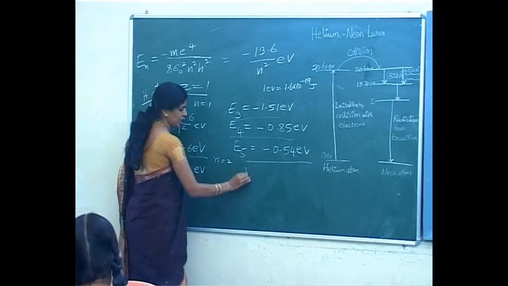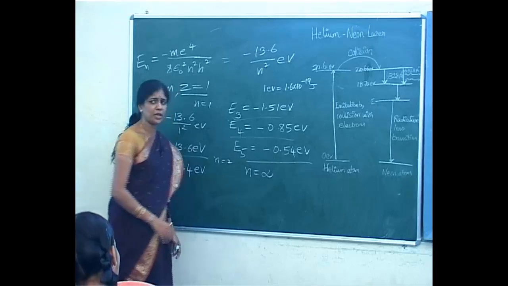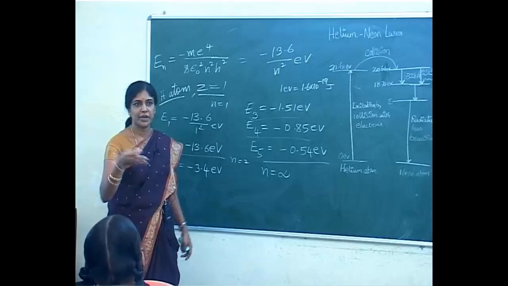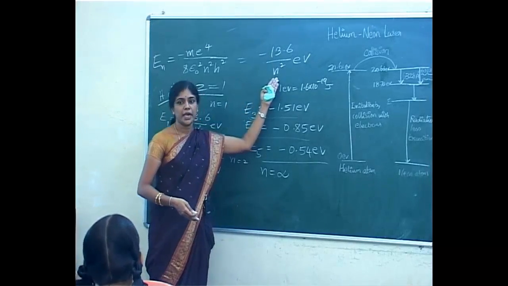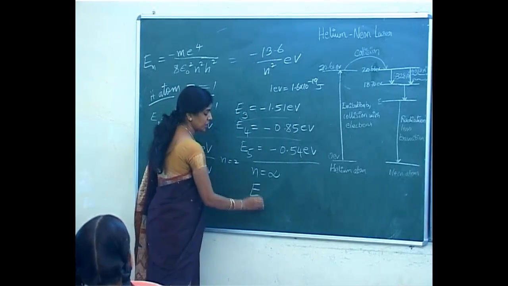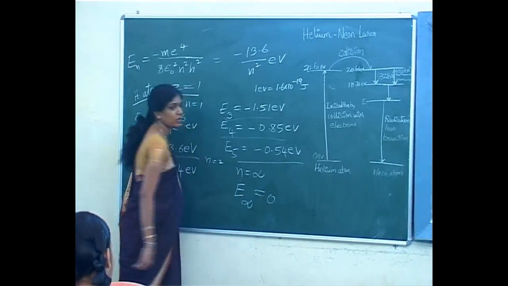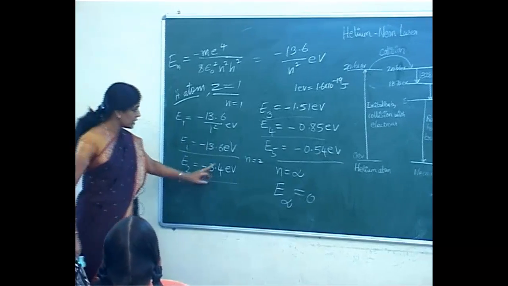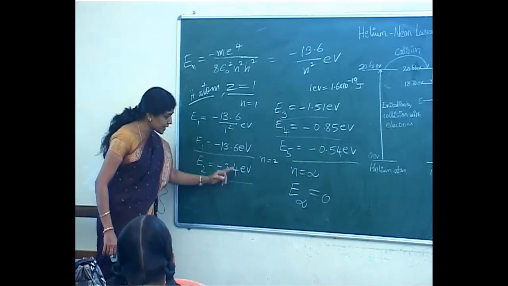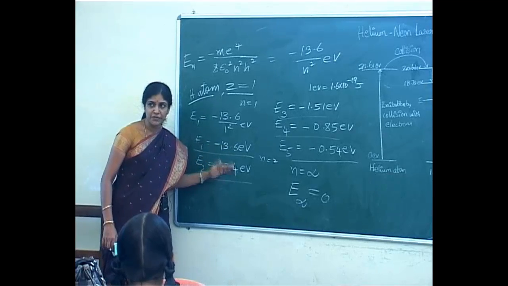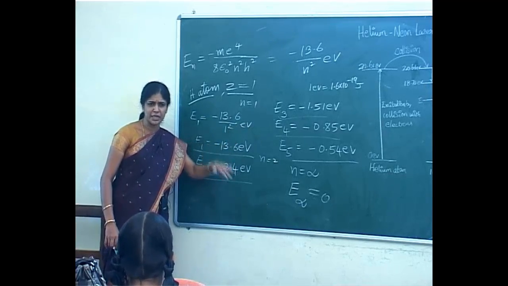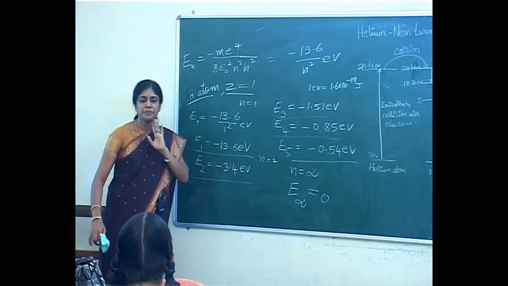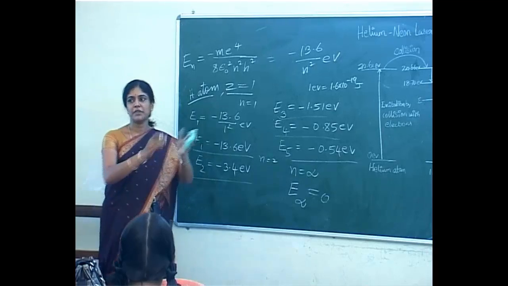When the electron is in its infinite orbit, what will the energy be? Minus 13.6 by infinity. So the energy of the electron in its infinite orbit will be equal to 0. So these are the values I am getting. Now look at all those energy values. As the order increases, first orbit, second orbit, third orbit, what happens to the energy? Does it increase or decrease? The energy increases.